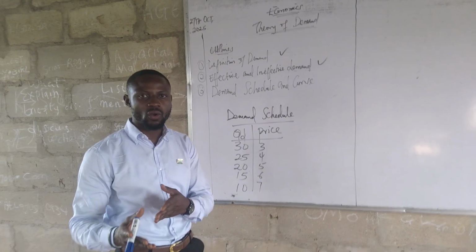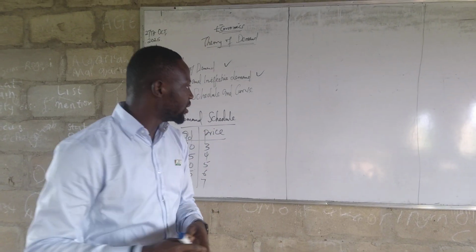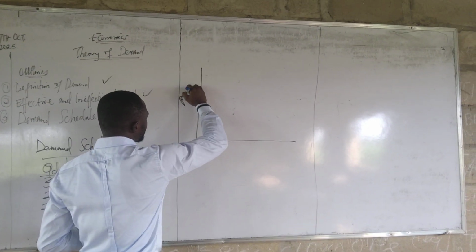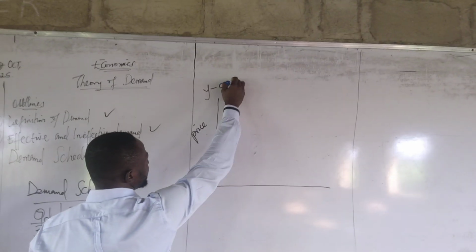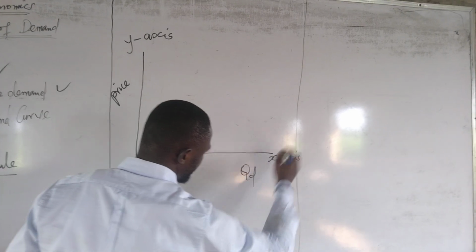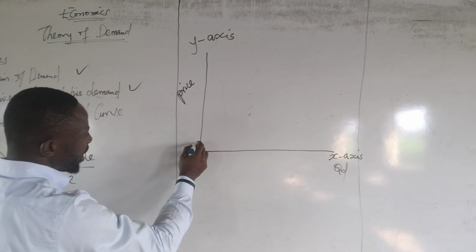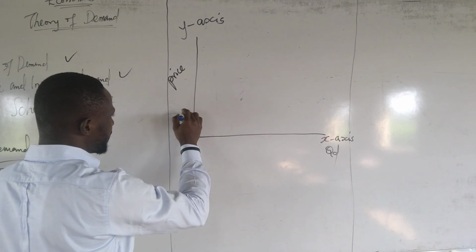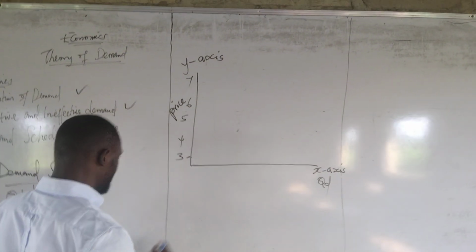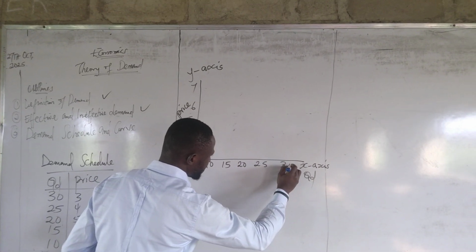Okay, this is our demand schedule showing the relationship between price and quantity demanded. Now, how do we draw our curve? Like we said, the curve is a graphical representation of your demand schedule. So our curve goes this way. We have price here at the y-axis, and we have our quantity demand at the x-axis. Okay, so now we have our price from 3, 4, 5, 6, and 7, right? And our quantity demand from 10, 15, 20, 25, 30.